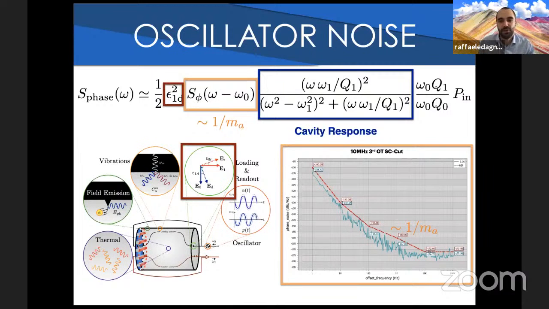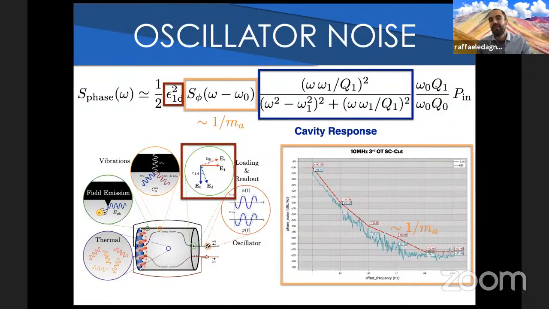So the first ingredient to compute this sort of noise is the spectral shape, so how power is distributed in frequency space. This is the S sub phi that I've circled in orange in the phase noise expression, and as I said, we took it from a commercially available oscillator. Then there is the response of the cavity. You're just, again, solving a harmonic oscillator equation, so you have something that looks like a Breit-Wigner here in blue. And finally, there is the most important parameter, which is the one that this Italian collaboration measured, which is essentially the geometric overlap between the two modes.